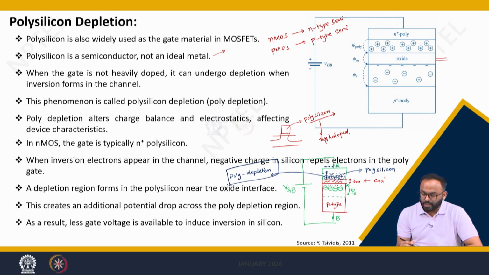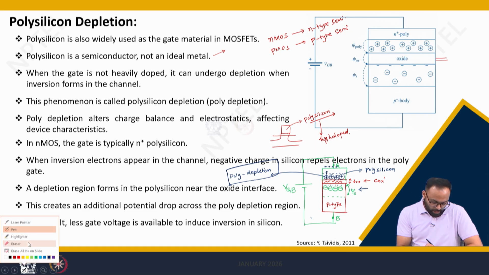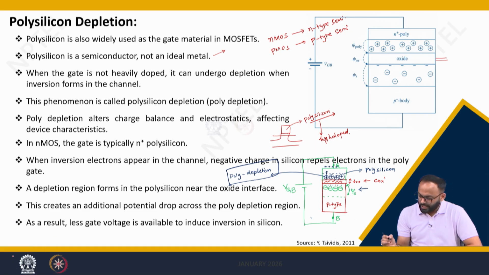Now, what is the impact of this poly depletion on the electrostatics of the surface? That is very important, because when you put this two terminal structure in our MOS transistor and the polysilicon depletion happens, then definitely it will affect the surface condition, and in turn it will affect the device current. So, let us see how we can rewrite the potential balance equation for this polysilicon.